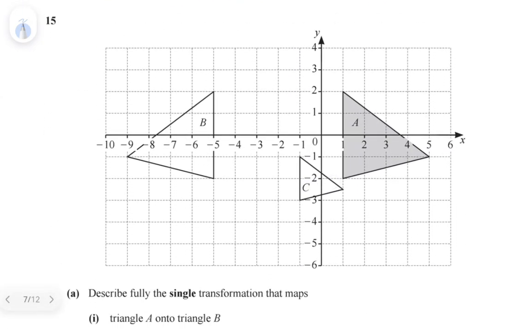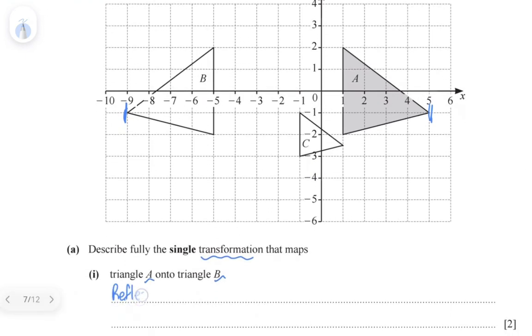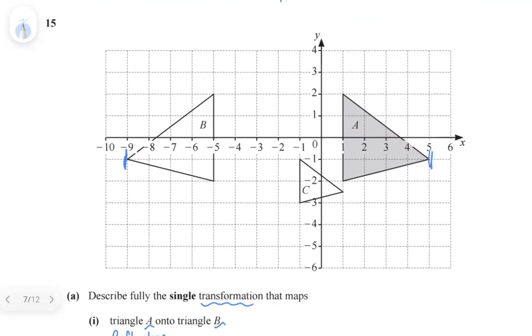Now moving on to question 15, we are looking at transformations. So first up, we want to see from triangle A to triangle B. As we can visually see from these triangles, the way that the side is pointing is the opposite, meaning first that it is a reflection. And now we need to find where the line of reflection is. To do that, we should find the middle point between two corresponding vertices, two corresponding points on the triangle.